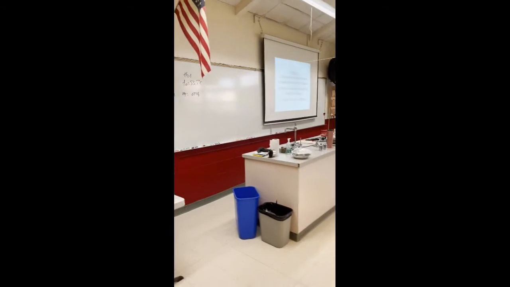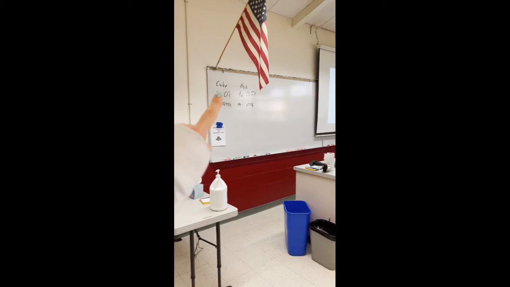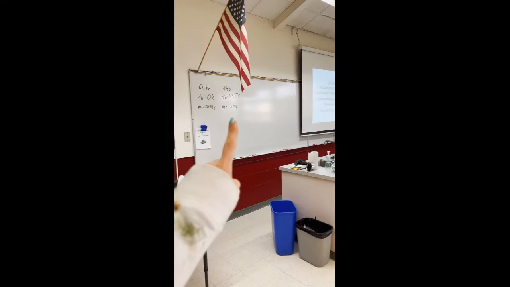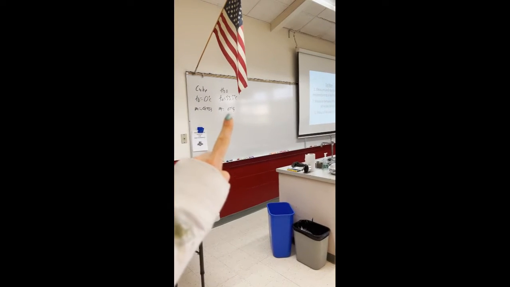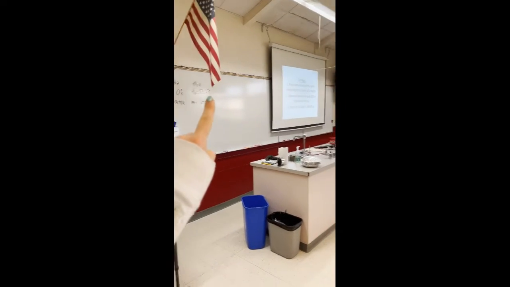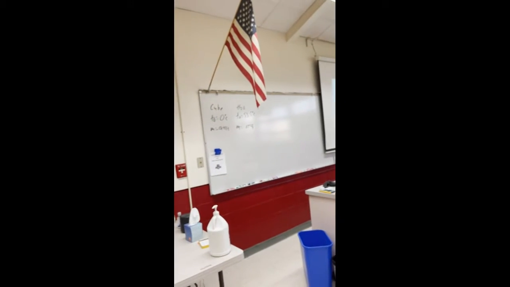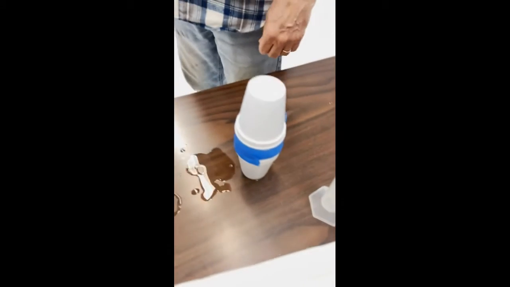We know the temperature of the cube is 0 because it's ice. And the mass of the water was 94 milliliters, which is 94 grams, which is 0.094 kilograms. And then we took the temperature of the water using our thermometer right there, which was 53.5 degrees Celsius.